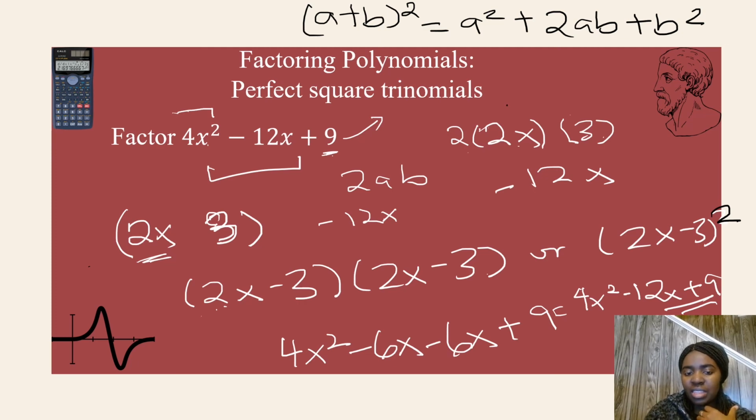And this is the easy way to factor it by remembering this rule. A plus b squared is equal to a squared plus 2ab plus b squared. Okay.